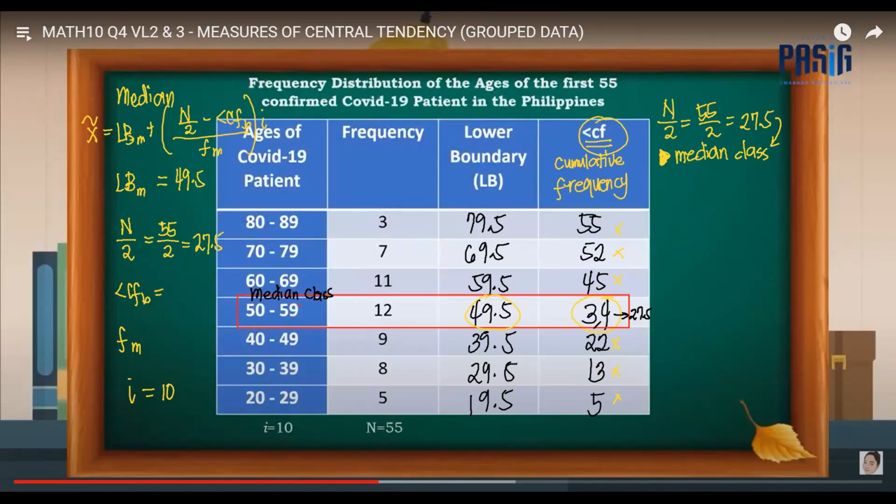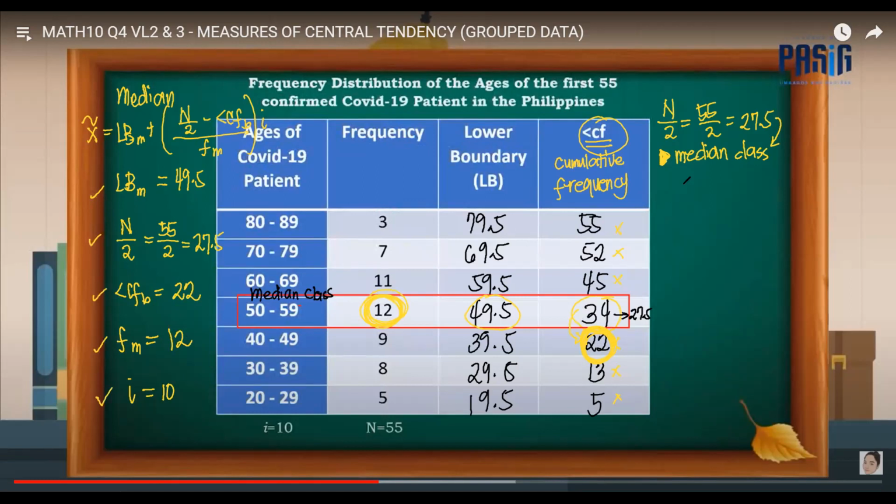So if this is 34, and 27.5 is included in it, what we need is the cumulative frequency below the median class. And what is that? This is 22. That is the value we need, because we need to get the value below the median class. And how about the frequency? We already know that. What is the frequency of our median class? That is 12. So we now have complete values.